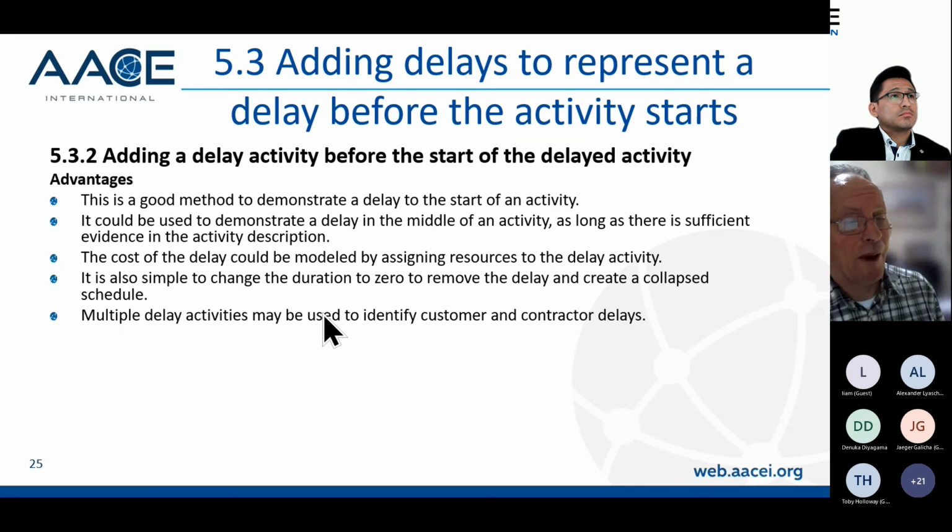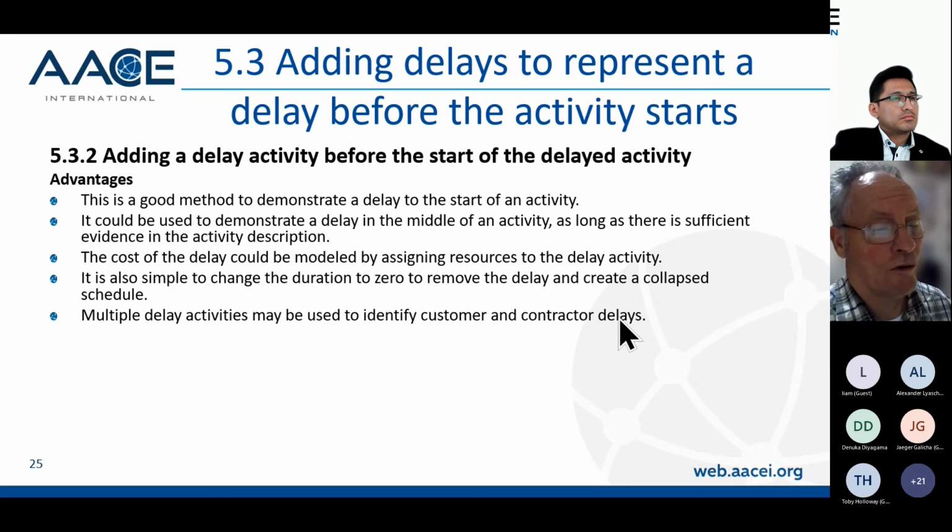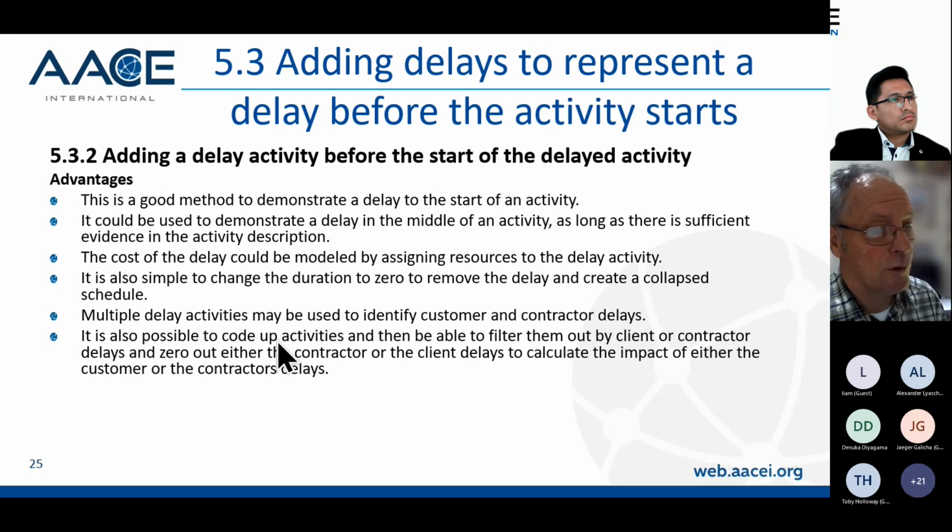Multiple delay activities may be used to identify customer or contractor delays, and you can tag them with codes so you can filter on the customer or the contractor delays. So it's possible to code up the activities to be able to filter them out by client or contractor, and then you can zero all the contractor delays or all the customer delays if you're doing an impacted as-planned or collapsed as-built, whichever way you're going.